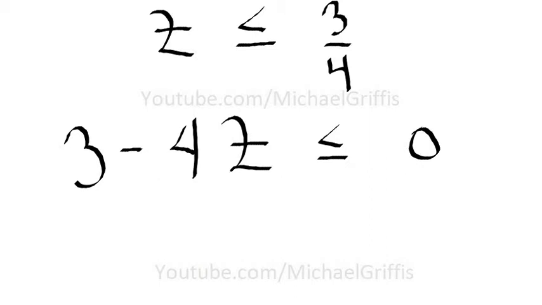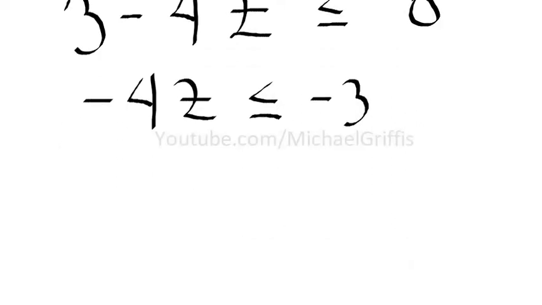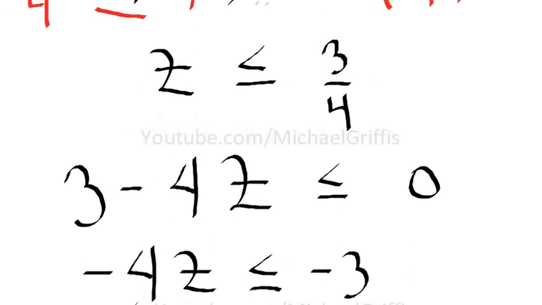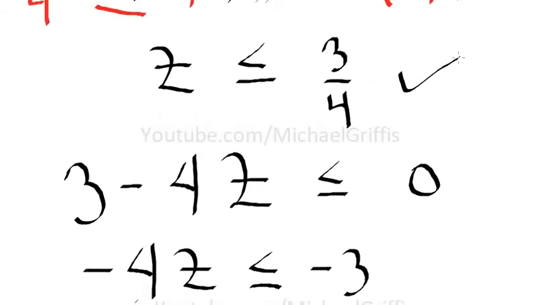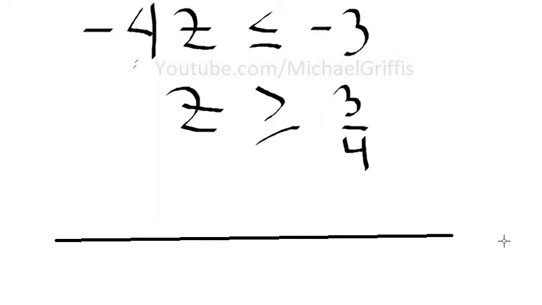Okay. So once again, take the 3 to the other side, becomes minus 3. Multiplying both sides by negative 1/4 like we did previously, and becomes 3/4. So look at this. We have z is less than or equal to 3/4, and z is greater than or equal to 3/4. Let's draw a picture.